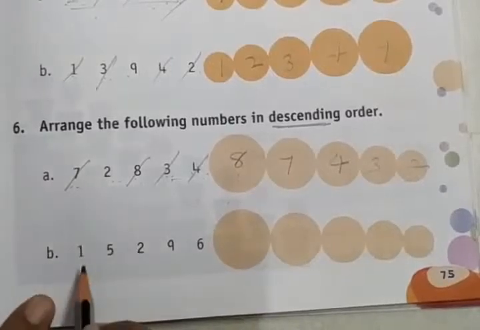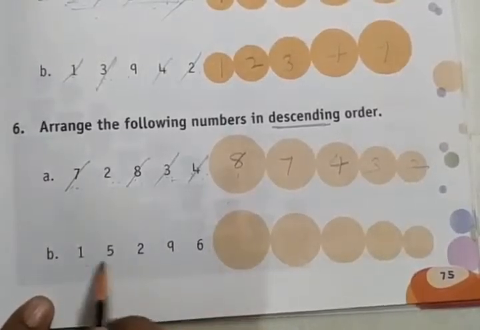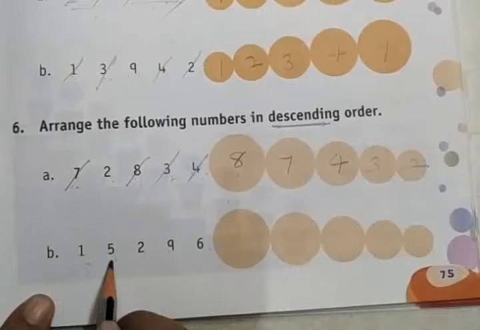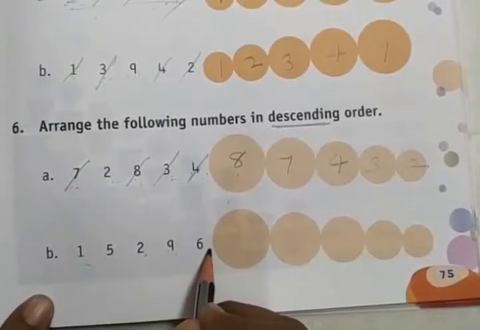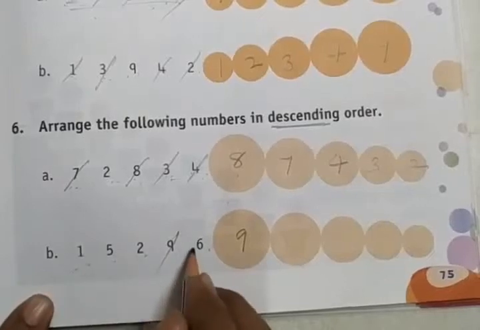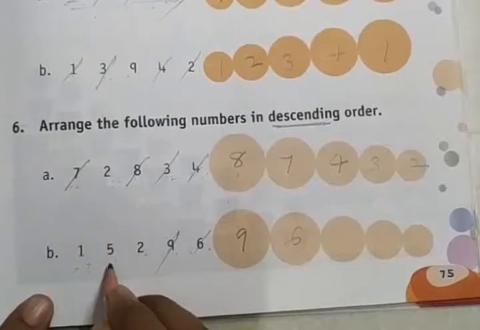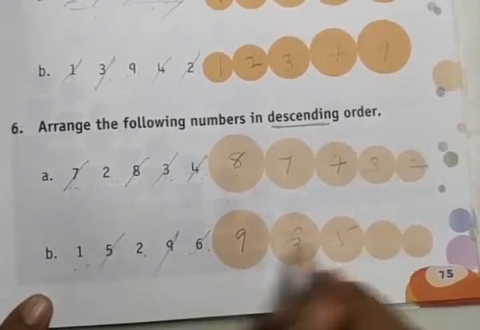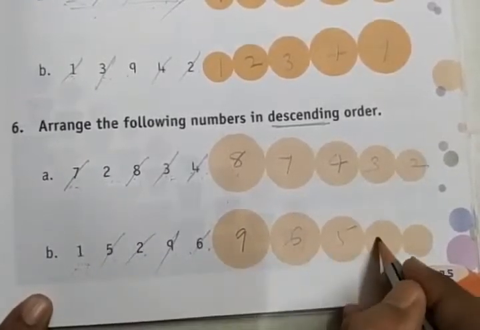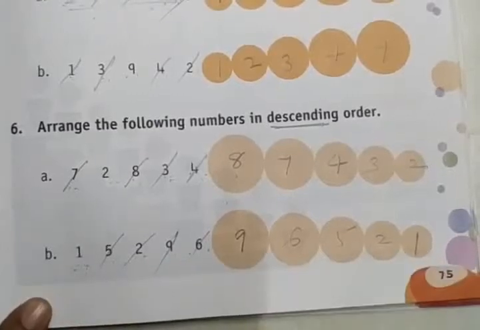Next, 15296. Here what we do is first we need to find the biggest number. Then in the remaining numbers we need to find again the biggest number, 6. And in 152, 5 is the biggest number. 1 and 2, 2 is the biggest number. And finally we write 1.